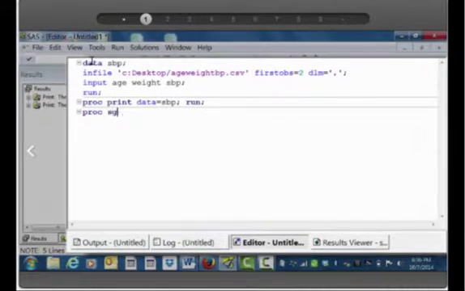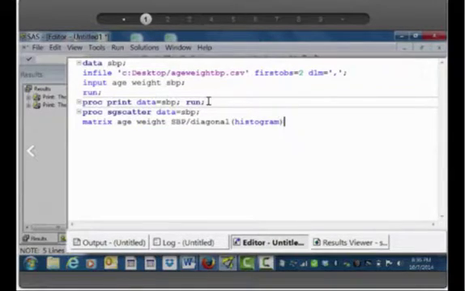So the first procedure I want to look at is called proc SG scatter. And SG scatter is for looking at multidimensional scatter plots. Well, it's not really multidimensional scatter plots, but it's scatter plots of more than one variable on an axis. So I want to create a scatter plot matrix of these variables, and I'm also going to put a histogram on the diagonal of the scatter plot matrix.